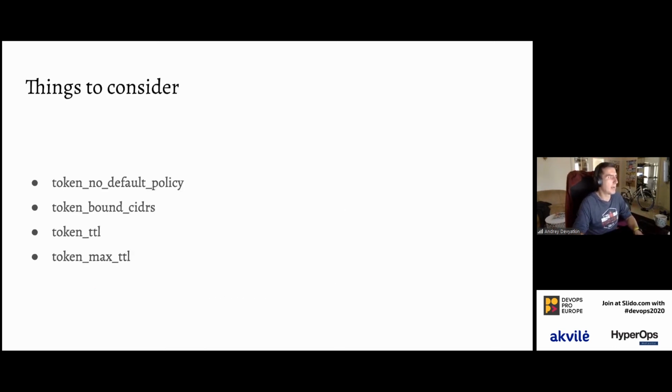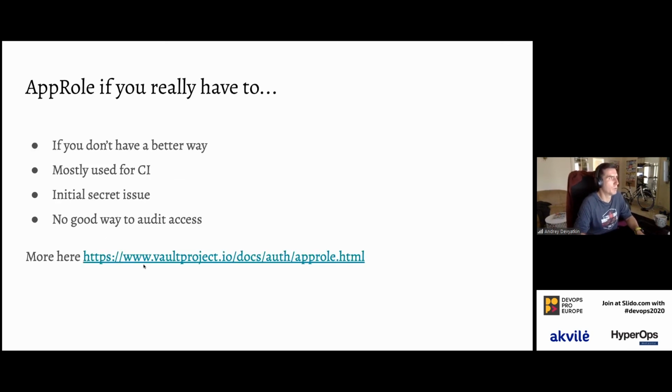Things to consider. I mentioned that it is possible to instruct Vault from where to receive requests and from where to allow them. So you could set a token bound CIDR, so you could not allow people from the internet, from random IP addresses, to receive tokens. They have to be on a VPN, for instance, stuff like that. You could say no default policy, because your default policy might contain something that is not desirable for you. And then also token TTL and token max TTL, which we discussed before.